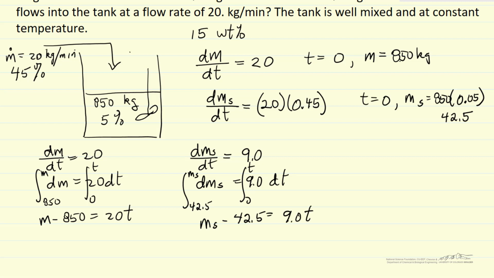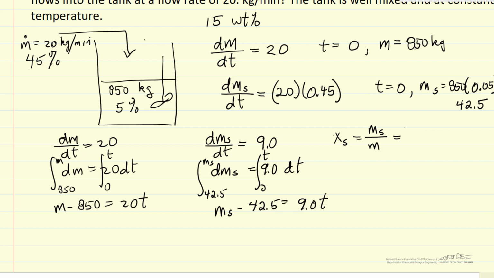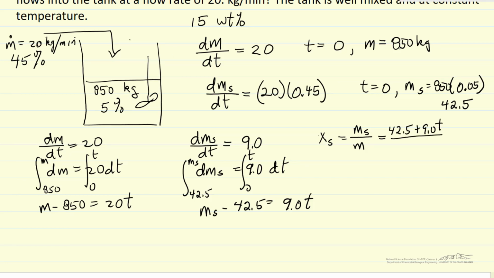Well, we're interested in the mass fraction of sugar at a later time. And so the mass fraction of sugar at any given time is going to be mass of sugar over the total mass. Mass of sugar is 42.5 plus 9 times t, and the total mass is 850 plus 20 times t. And what we're interested in is when this number is 0.15.